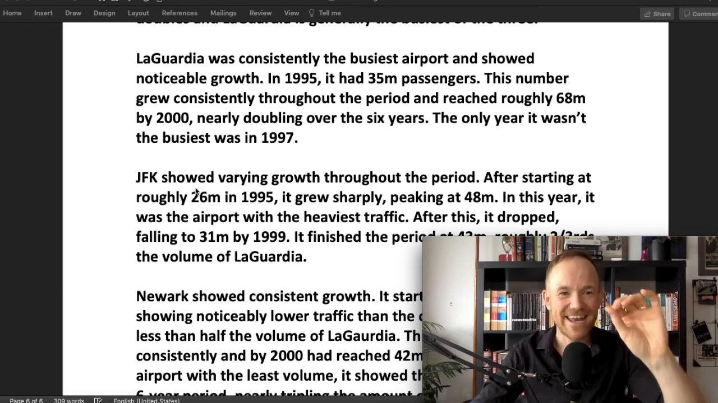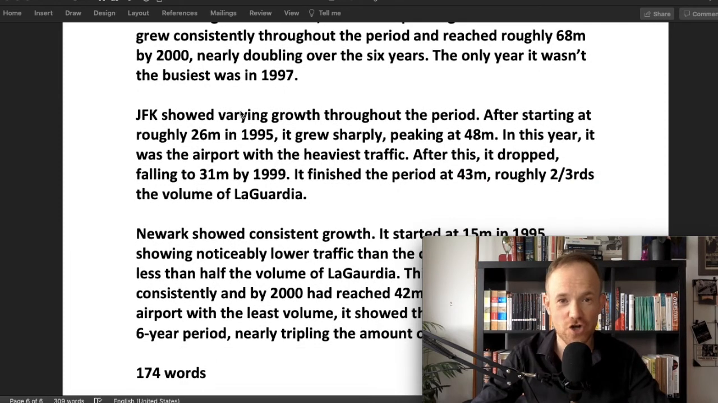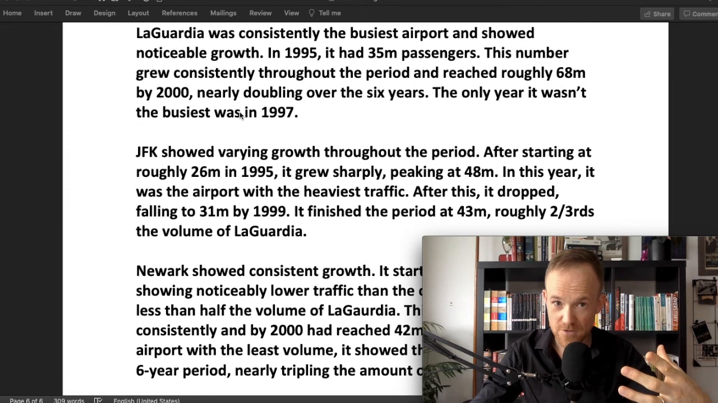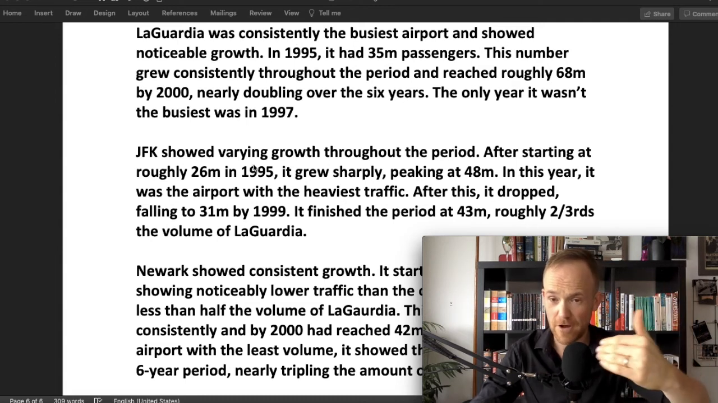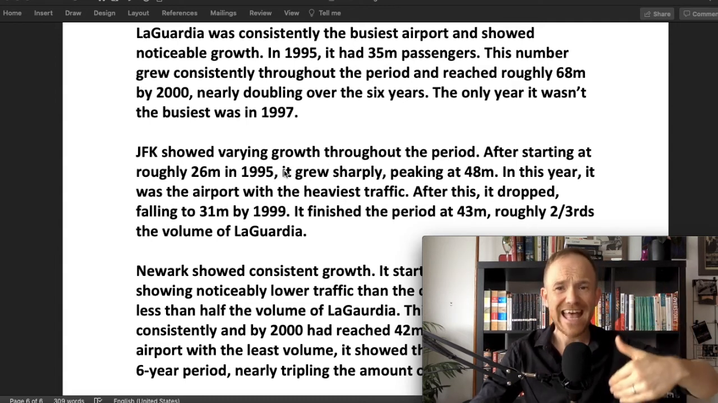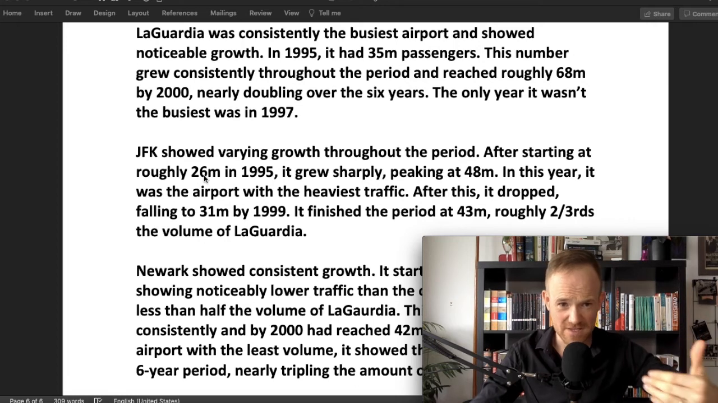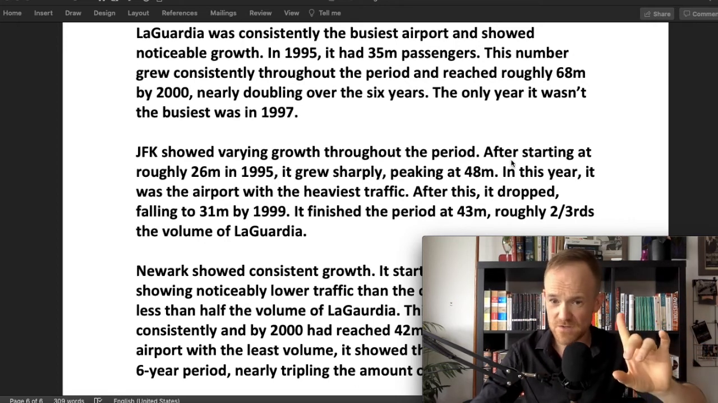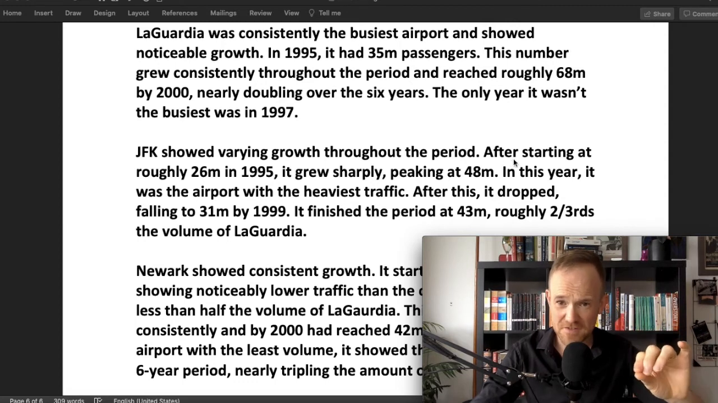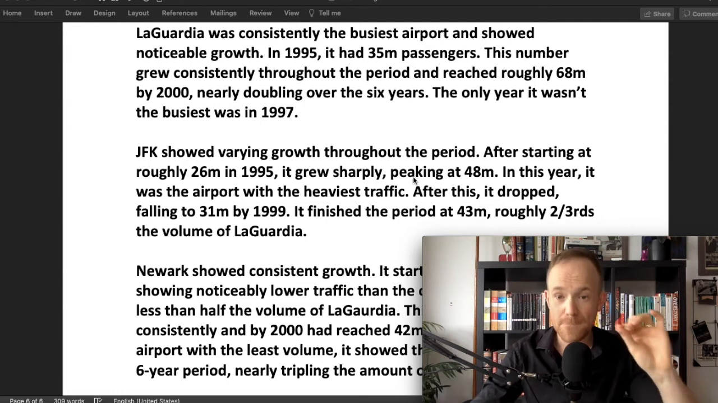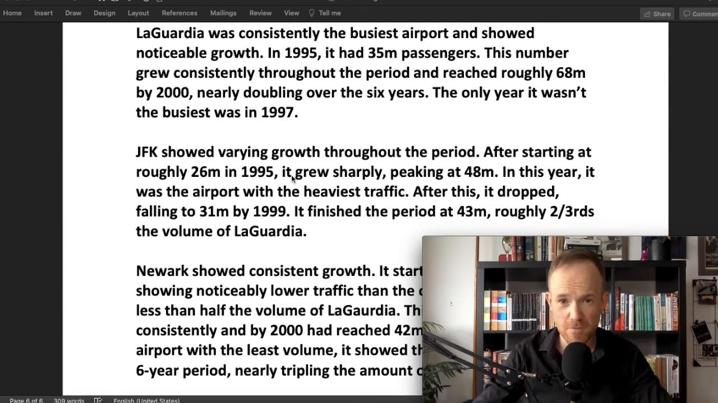All right, next, JFK showed varying growth. So here we have consistent, here we have varying growth throughout the period. After starting at roughly 26 million in 1995, comma, so again, I've done this in other videos, after ing, it grew sharply, comma, peaking at 48 million. So again, it's a beautiful piece of language.